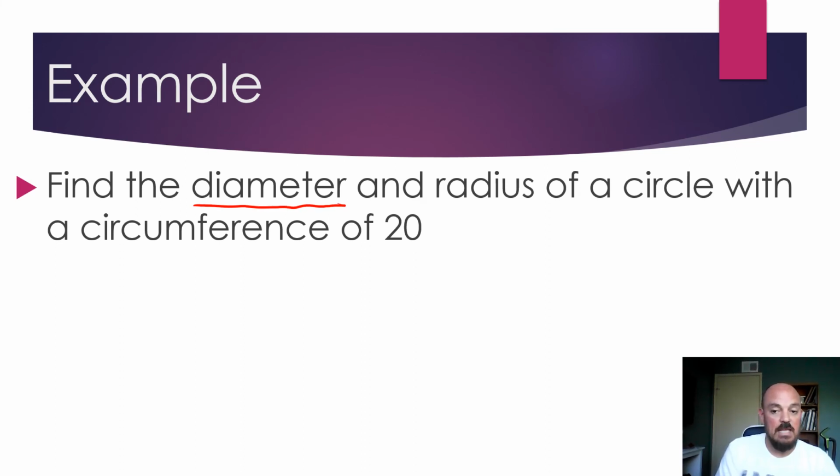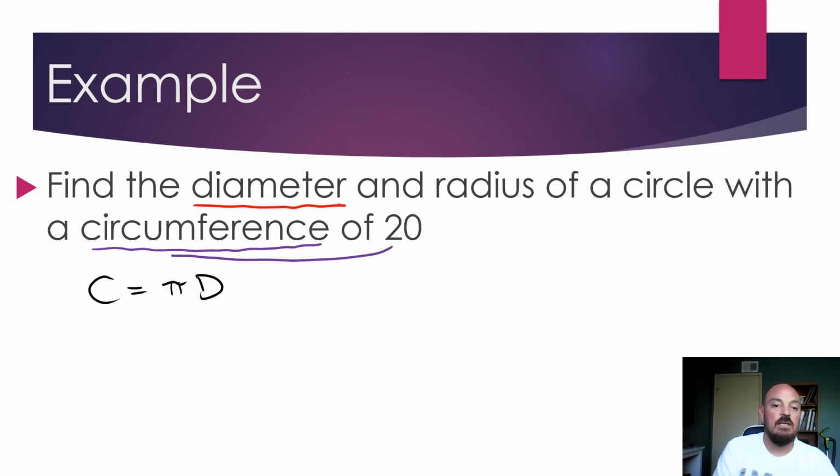Now, if I'm going to do diameter, I'm going to use the diameter formula, which would be C equals pi times d. Now, what I told you in this question is that the circumference is 20. So I'm going to take this 20, and I'm not going to plug it in for d. I'm going to plug it in for C, because it's the circumference. So what I get is the 20 goes over here, and then I have pi times d.